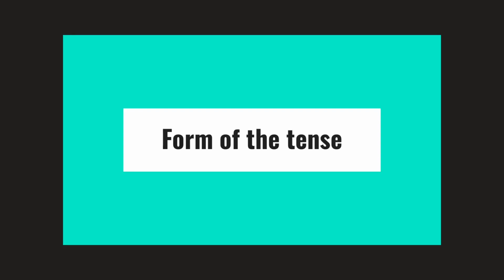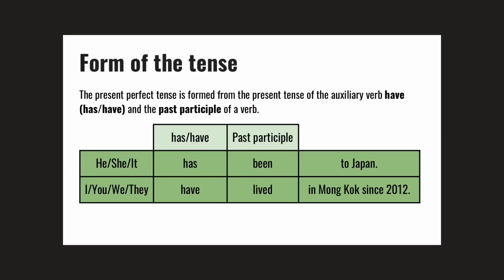So let's take a look at the form of the tense first. So the present perfect tense is formed from the present tense of the auxiliary verb have, which can be derived into has or have, depending on which pronouns we are using, all right? And then we combine it with the past participle of the verb that we are using.